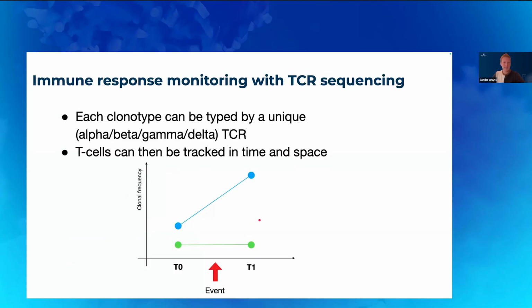Now, how can you use T-cell sequencing for immune response monitoring? Well, as Miranda has shown, each clonotype can actually be typed by a unique T-cell receptor. This can be an alpha chain, a beta chain, a gamma chain, or a delta chain, or a combination of these chains. And if you look at a certain event, for example, a vaccine or cancer therapy, then you might see some shifts in the frequency of clonotypes. For example, if this blue clonotype goes up in frequency after a vaccination campaign, then this might be a relevant clonotype for studying the efficacy of your therapy.